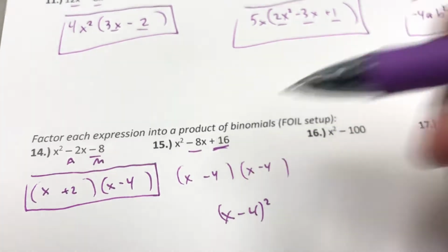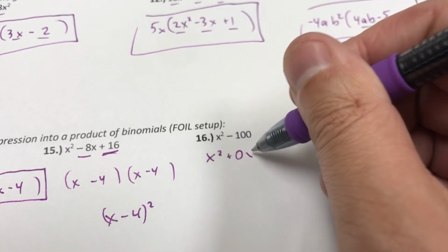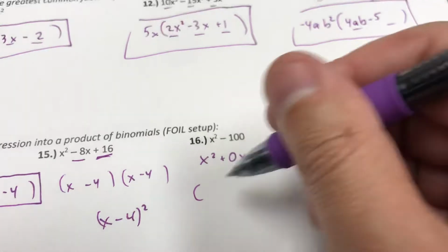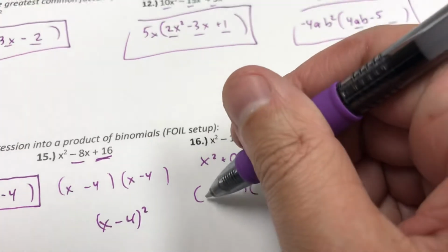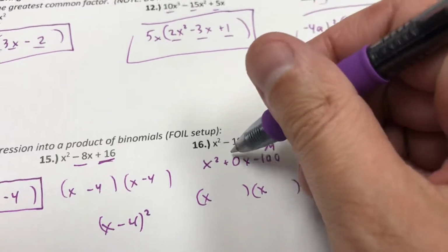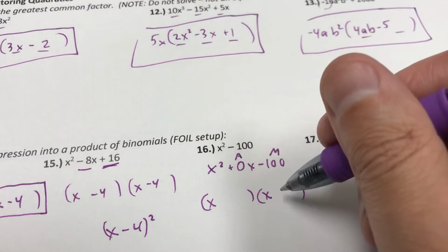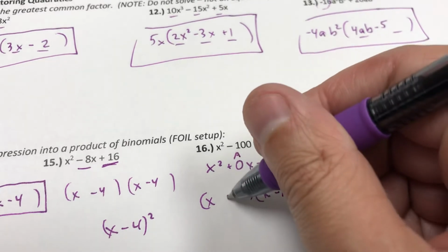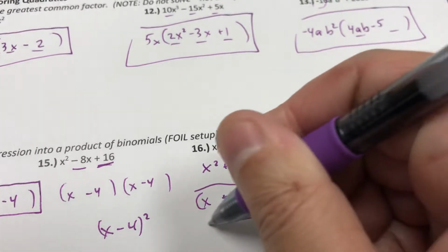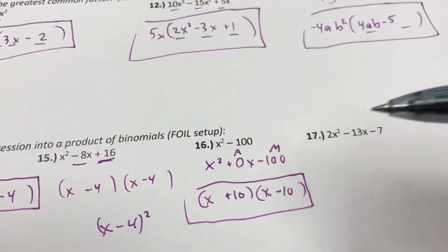It's this whole thing. Okay, this one's interesting. This is really x squared plus 0x minus 100, if you want to think of it as a trinomial. So you'll have your x and your x. We need numbers that multiply to be 100, add to be 0. So opposite signs, same value. If you do a -10 and a +10, you'll get a -10x and a +10x, and that middle x term will cancel.